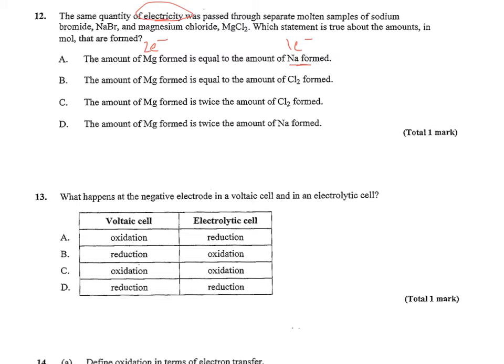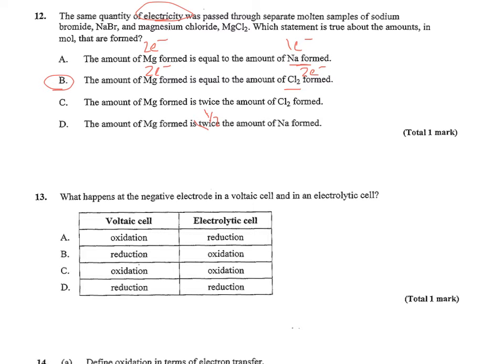B says the amount of magnesium formed is equal to the amount of Cl2 formed. Well, magnesium is still going to need 2 electrons, but Cl2 is also going to be giving up 2 electrons because each chlorine will give up 1. So this appears to be a true statement. C says the amount of magnesium formed is twice the amount of Cl2. No, I believe it should be equal. And D says the amount of magnesium formed is twice the amount of Na. No, it's half the amount. They've got the ratio reversed there. So B is my best statement.